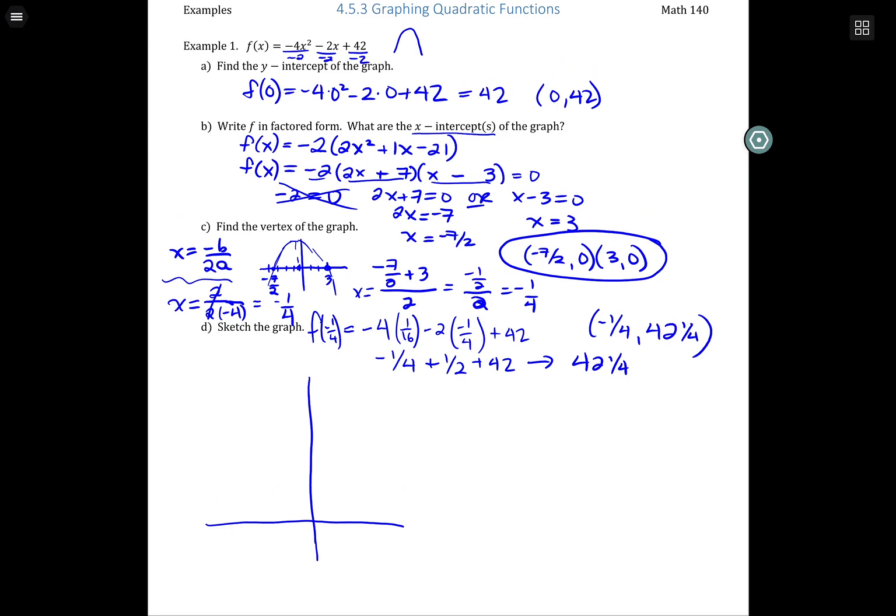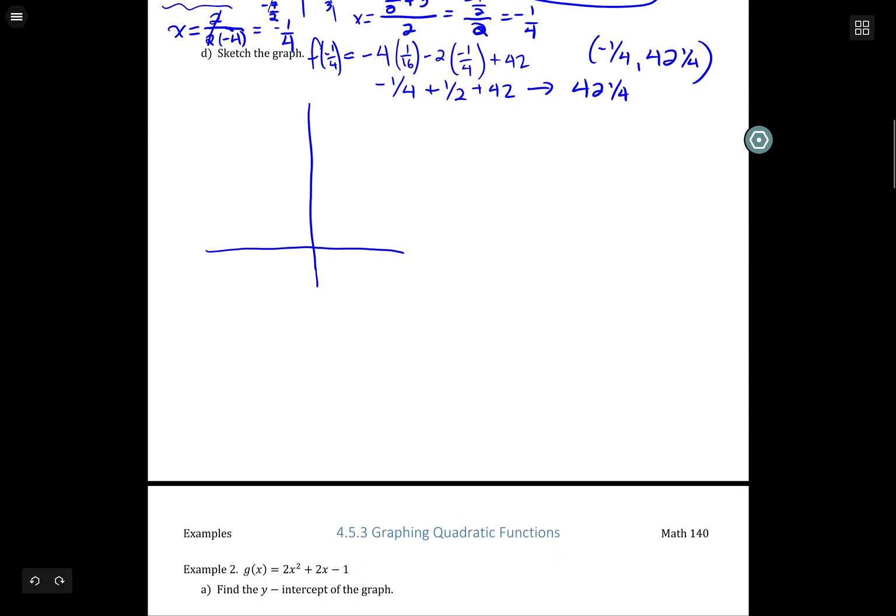The x-intercepts are at -3.5 and 3. So let's just go 1, 2, 3, 4, -1, 2, 3, 4. And then we'll go 10, 20, 30, 40. So just really important to label your scale. If you didn't, I would have no idea that those were 10, 20, 30, 40 instead of 1, 2, 3, 4. We need to cross the y-axis at 42.